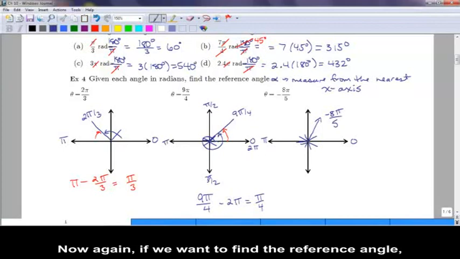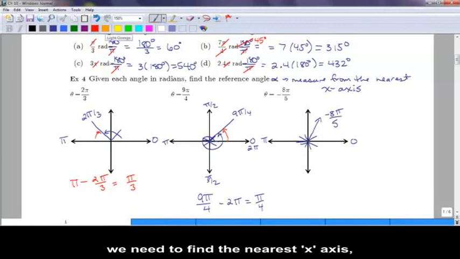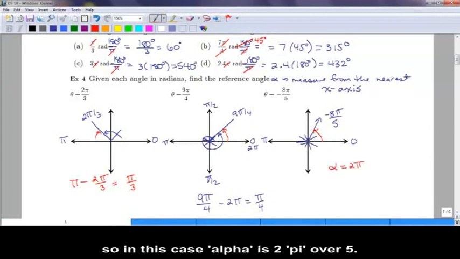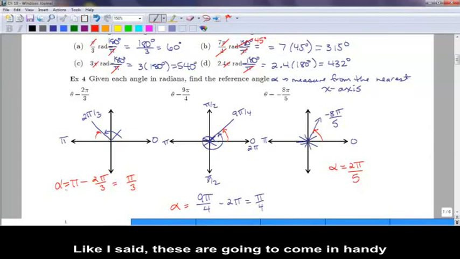Now again, if we want to find the reference angle, we need to find the nearest x-axis, which in this case is the positive x-axis. And if you look here, you've gone 1, 2. So in this case, alpha is 2 pi over 5. All of these are alpha, and these are our reference angles. Like I said, these are going to come in handy with the lessons later on in this section.